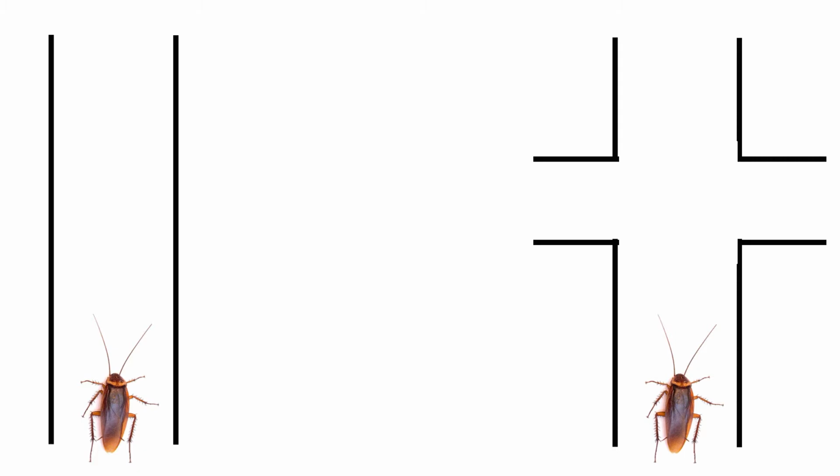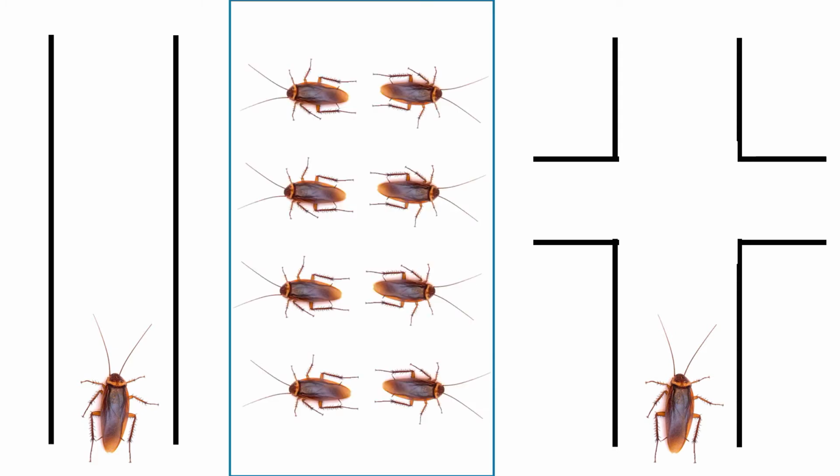They did this either completely alone or in the presence of other cockroaches, spectators, in a clear plastic audience box watching them. Now, Zajonc found that the cockroaches in the straight runway reached their goal more quickly in the presence of the other cockroaches. However, the cockroaches in the more complicated maze, the cross-shaped maze, reached their goal more slowly when they were being watched by other cockroaches.